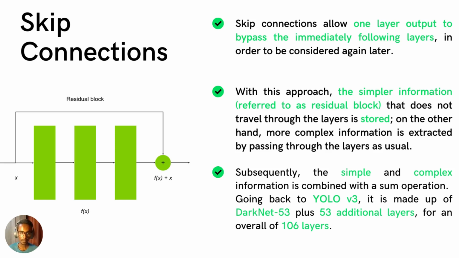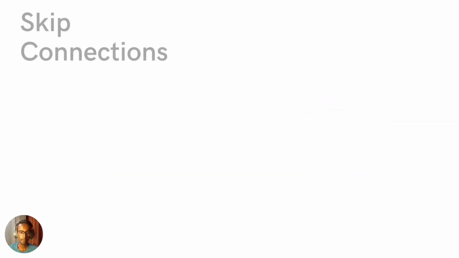The Darknet 53 has 53 convolutional layers, and we're going to add 53 additional layers, which are going to be used for the detection task. So the entire architecture of YOLO version 3 is going to have 106 layers.